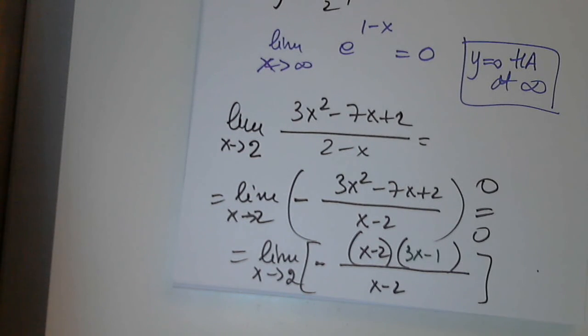X plus 5. Exactly. I plugged in 2 and I got 0. There is an x minus 2 in both. Otherwise, I would have not gotten 0 over 0. Good. So, of course, the problem goes away. And the final answer is, so we have 3 times 2 is 6 minus 1 is 5, but there is a minus in front.